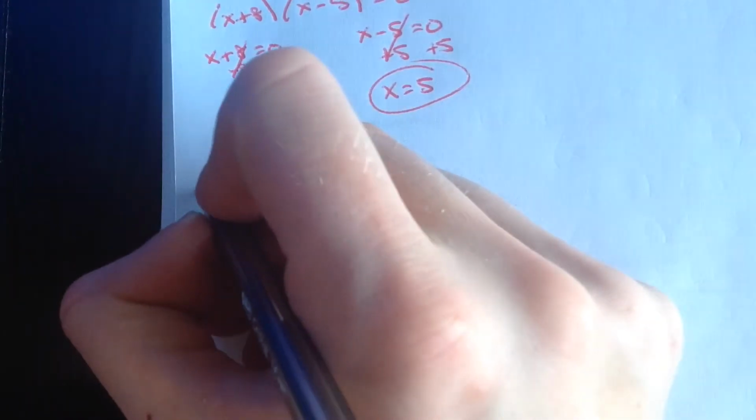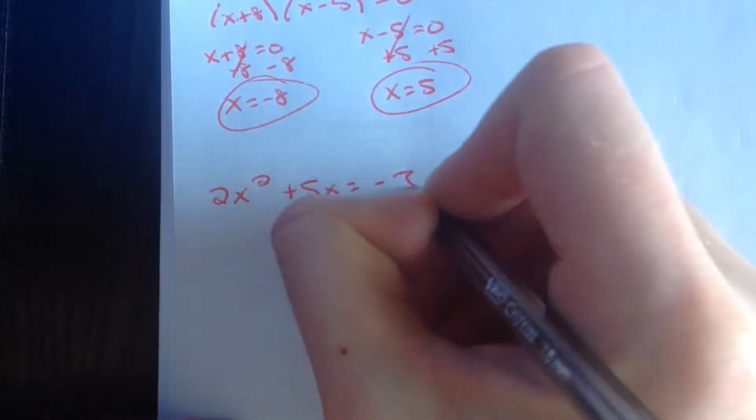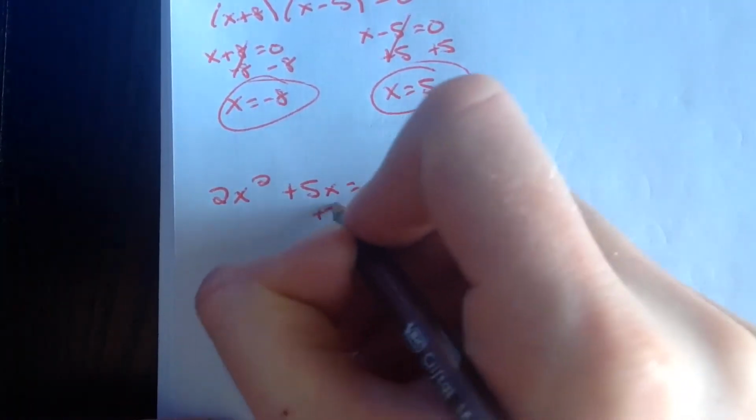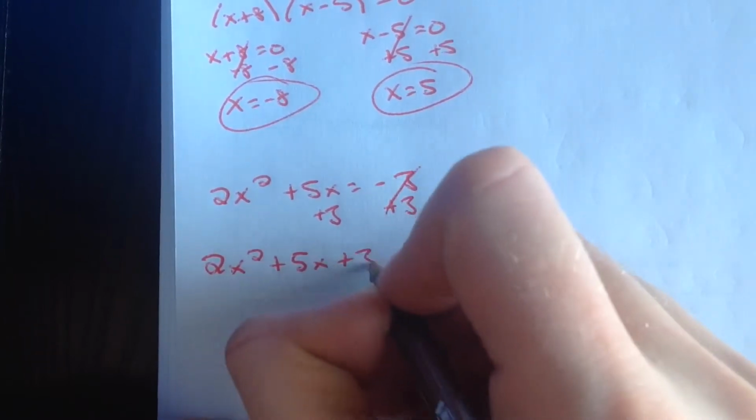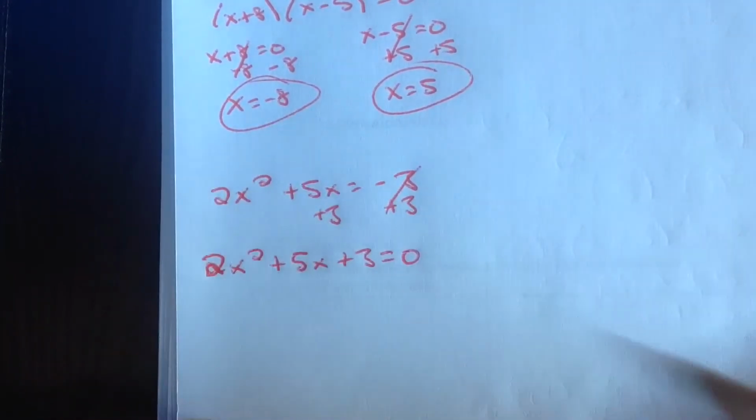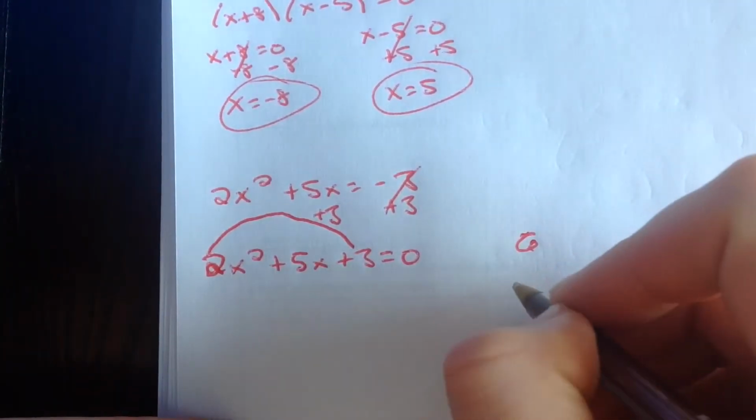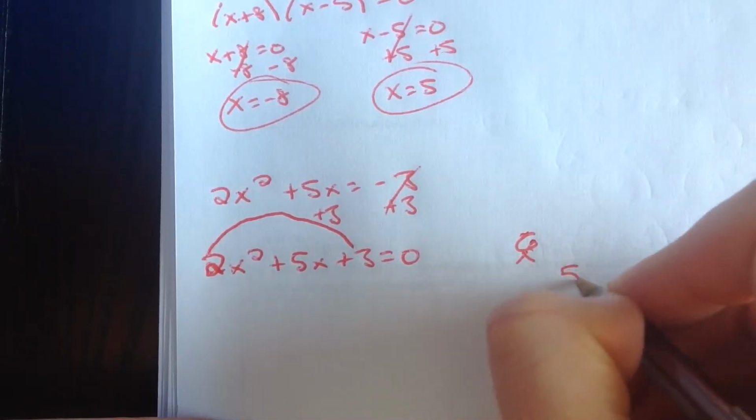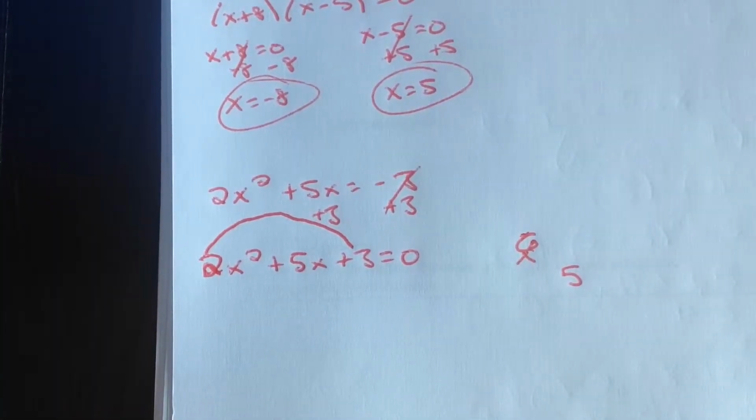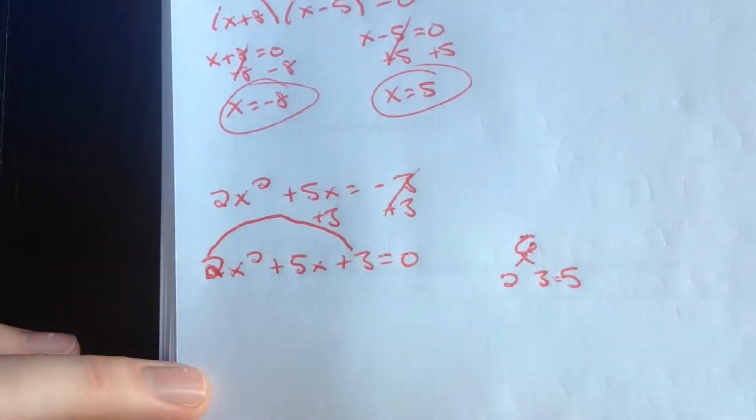Okay. One last example. If I have 2x squared plus 5x equals negative 3, once again, the first thing we need to do is get everything to the same side. So we're going to add that 3 back over to where the x's are and get this whole equation set equal to 0. Multiplying our a times our c, 2 times 3 gives me 6. I want factors of 6 that add to 5. In this case, are there factors of positive 6 that add to 5? Well, 2 and 3 would be our option.